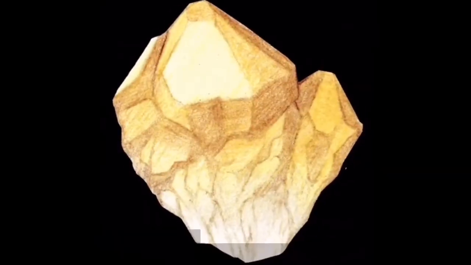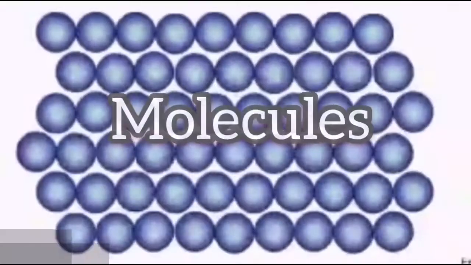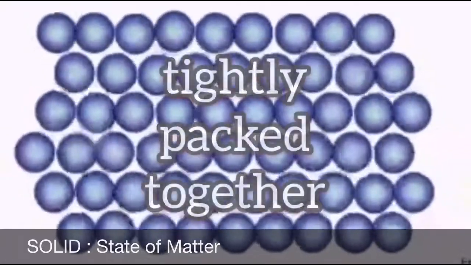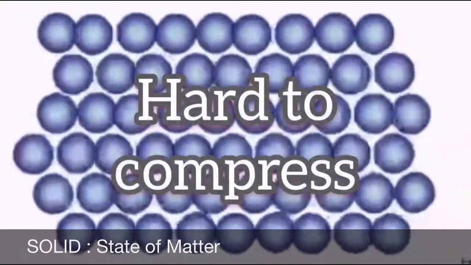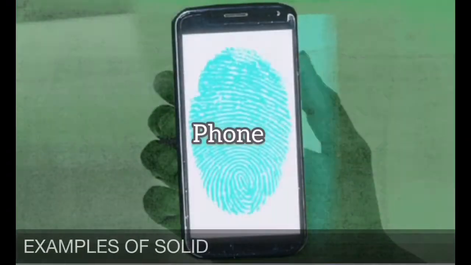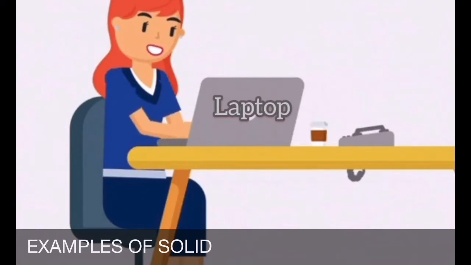It usually has a definite or fixed shape or volume. Its molecules are tightly packed together, or there's not much space between them, which makes them hard to compress because they have a high density. You might be holding a phone right now, or sitting on a chair while watching this on your laptop. These are examples of solid.